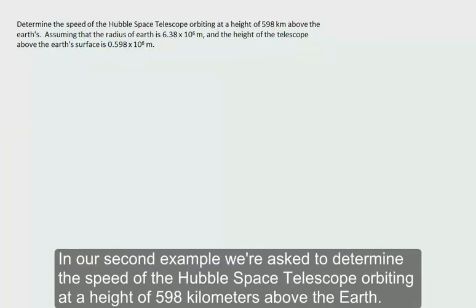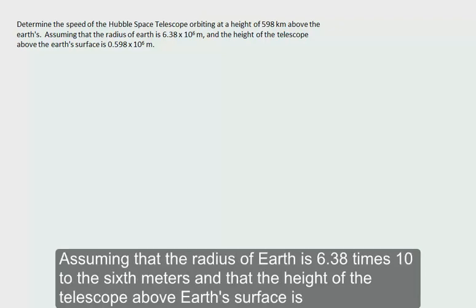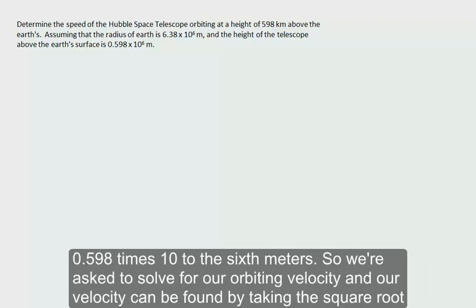In our second example, we're asked to determine the speed of the Hubble Space Telescope orbiting at a height of 598 kilometers above the Earth. Assuming that the radius of Earth is 6.38 times 10 to the 6 meters, and that the height of the telescope above Earth's surface is 0.598 times 10 to the 6 meters. So we're asked to solve for our orbiting velocity.